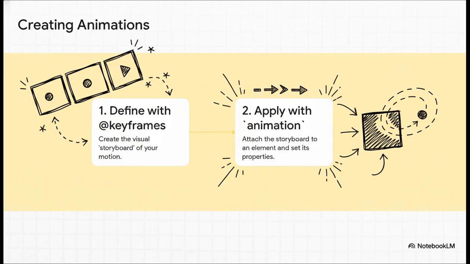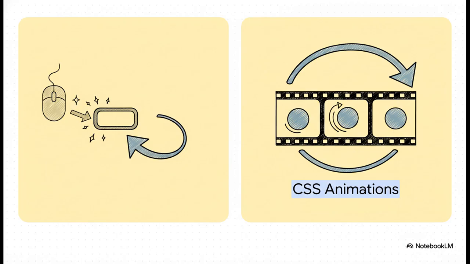First, you define the storyboard for your motion using something called @keyframes. You set what the element should look like at different points in time, like at the beginning, 0%, and at the end, 100%. Then you just take that storyboard and you apply it to an element using the animation property. That's it.